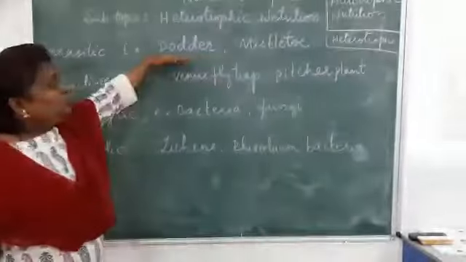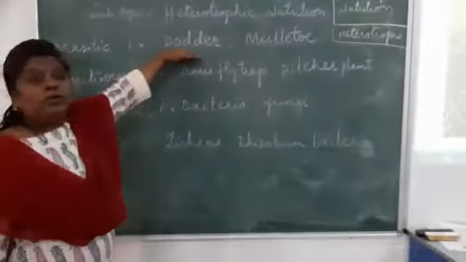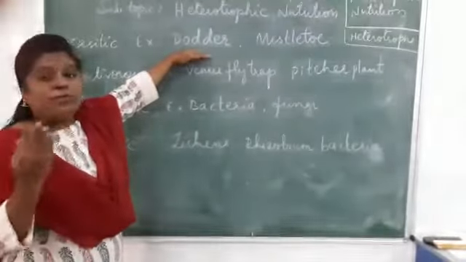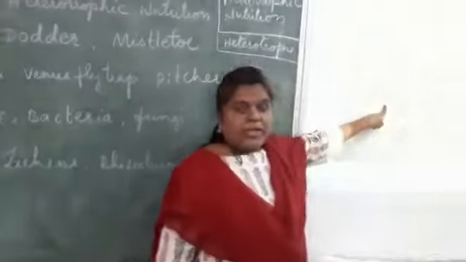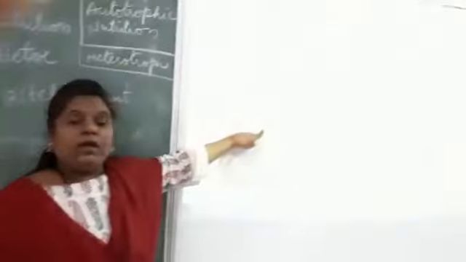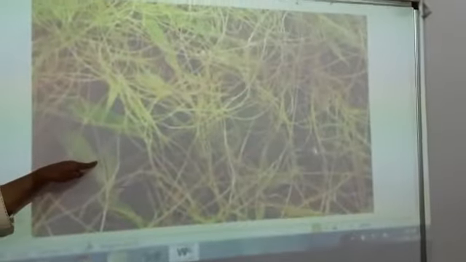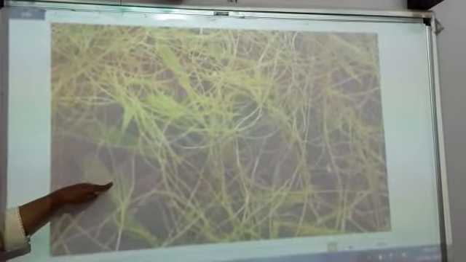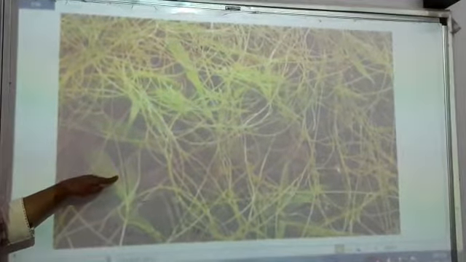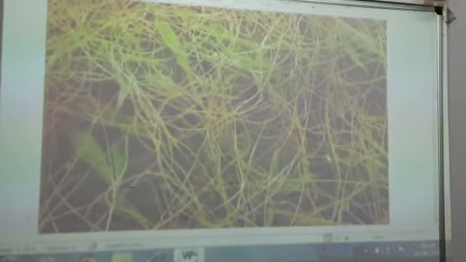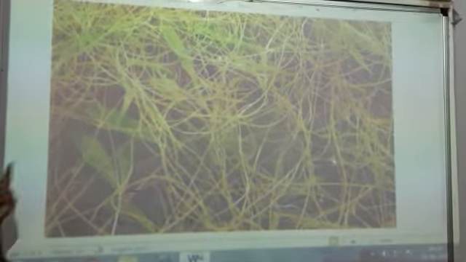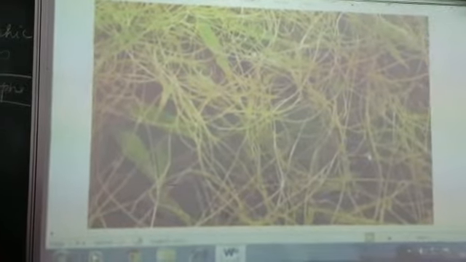Now let us go through how the dodder obtains its food from the host. You can just go through this picture. The picture shows the image of the dodder plant, and as you all can see, it is not green in color, it is yellow in color. As a result, it cannot prepare its own food. Because of the lack of chlorophyll, the dodder cannot prepare its own food.